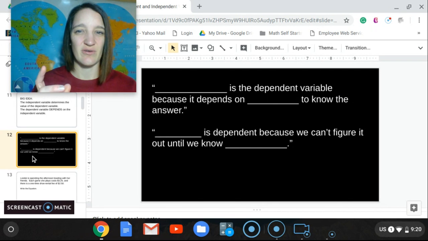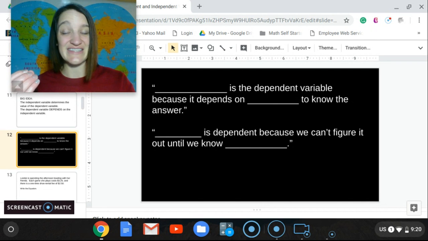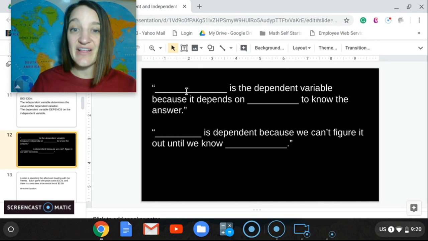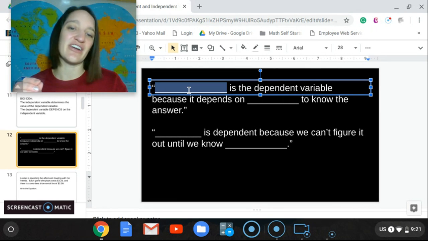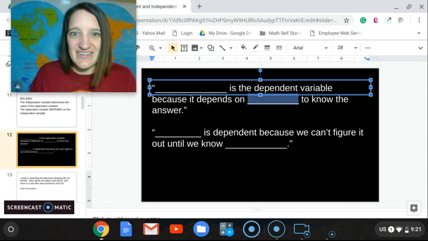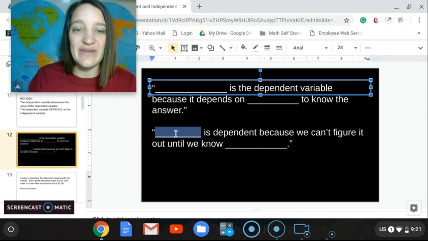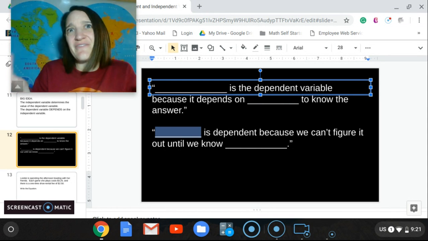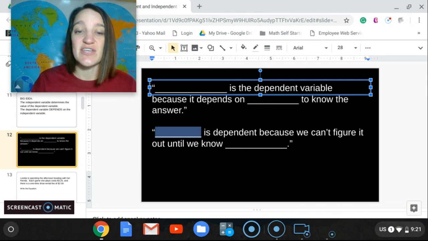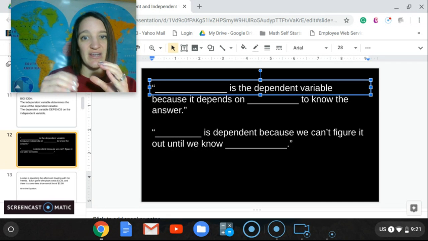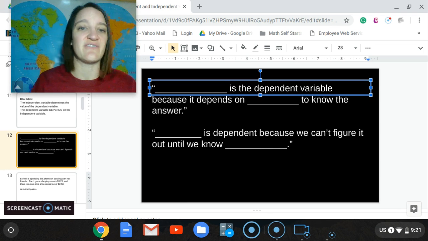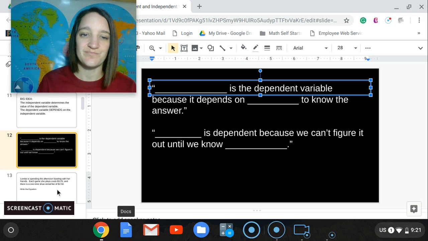Whenever you're trying to decide whether it's dependent or independent, I want you to be able to say this, okay? So in our example, calories is the dependent variable because it depends on the amount of minutes to know the answer. Or you could say, calories is dependent because we can't figure out how many calories until we know how many minutes she's ran. So I put this big and bold in your notes so that you could come back to it and see if the sentences make sense when you're trying to figure out. Okay, let's go on to our next one.